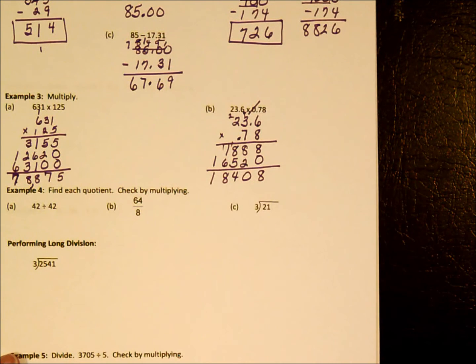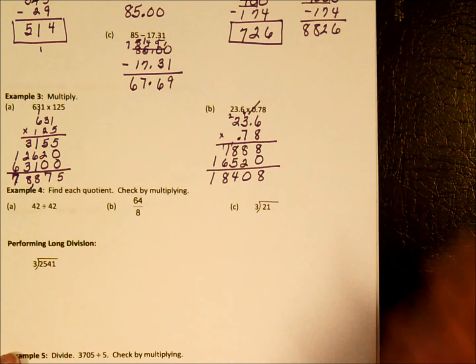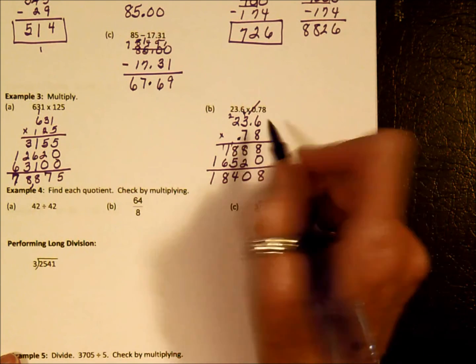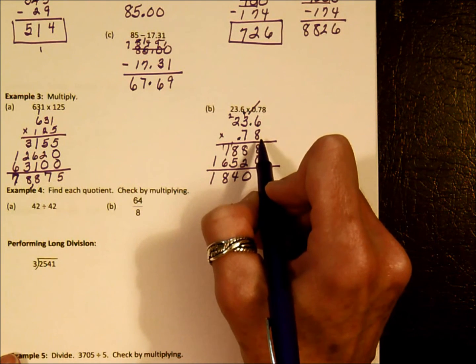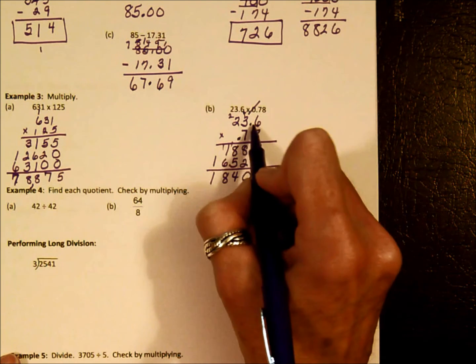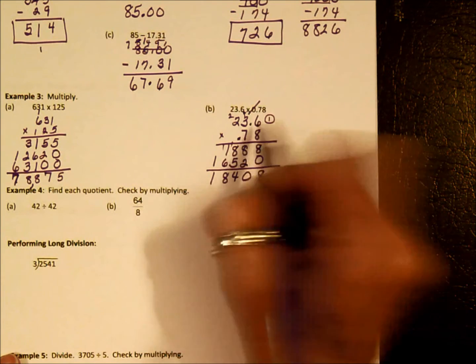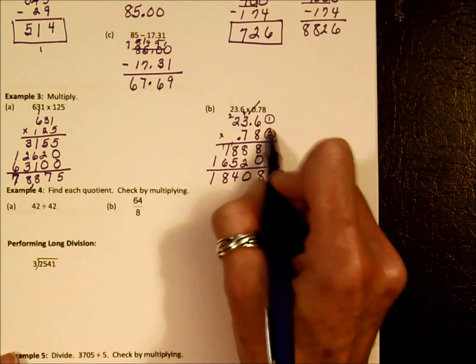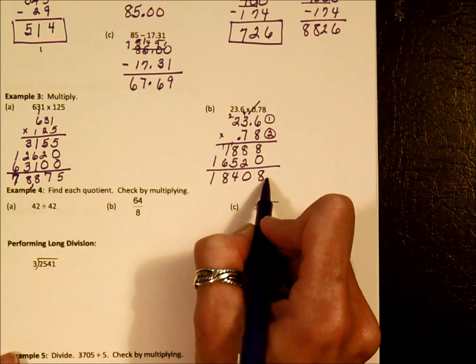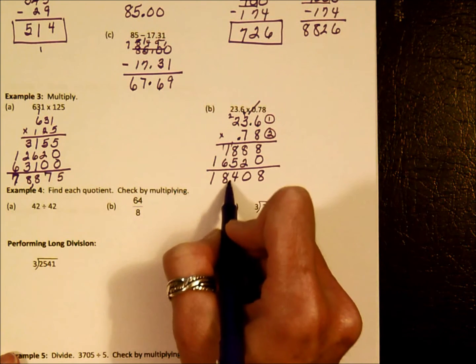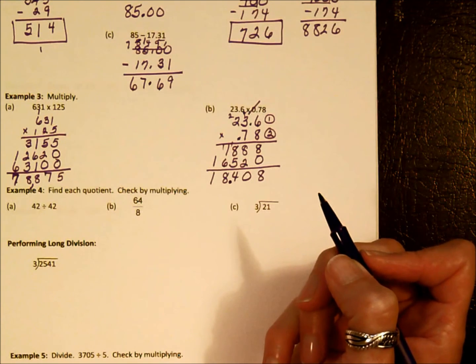Now we have to place the decimal point. So what we do is we count how many decimal places we have in each of our 2 multipliers. So here I have 1, past the decimal. Here I have 2. I add those up, and in my number I have to have 3. So I count over 1, 2, 3, place my decimal point.